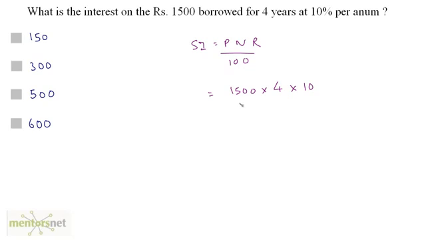So 10 upon 100. These two zeros and these two zeros get cancelled out. What we have is 150 times 4, and that's 600. So 600 is the interest. Option D is the correct answer.